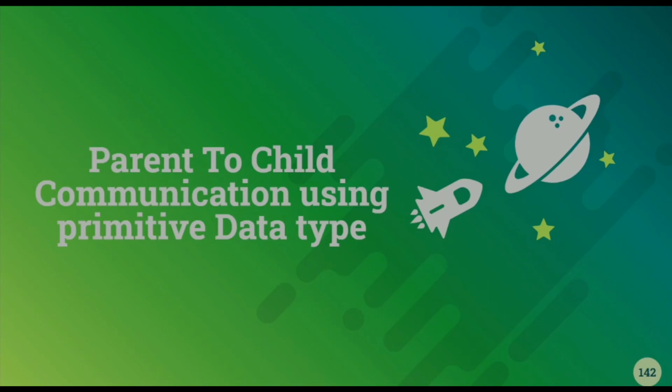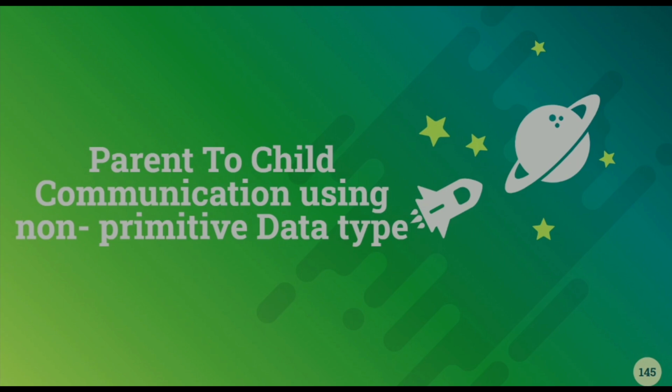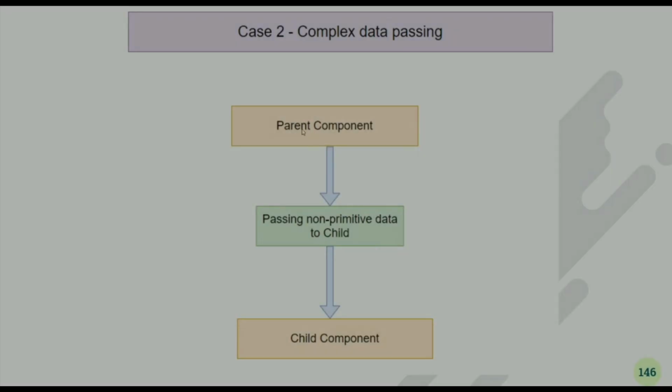Now, array or object or array of objects. In this also we'll pass the data, but this time the data will be non-primitive, and the approach will be the same. The @api decorator will catch the data and we'll use that data to show something on the screen, but this time only the data type is changed. Okay, that is complex data.